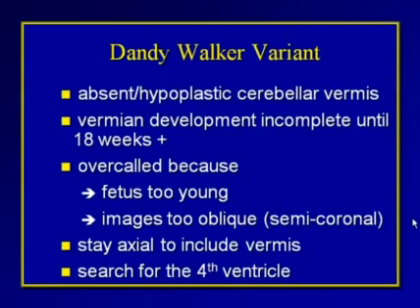Another reason why Dandy-Walker variant can be overcalled is if the images are too oblique or obtained in a semi-coronal plane. If the posterior fossa is imaged in a coronal plane, you can take a picture underneath the vermis and make a suggestion of a Dandy-Walker variant. So if there's a question of a Dandy-Walker variant, it's important to confirm that you're in an axial plane and then to go on a search for the fourth ventricle and the vermis.